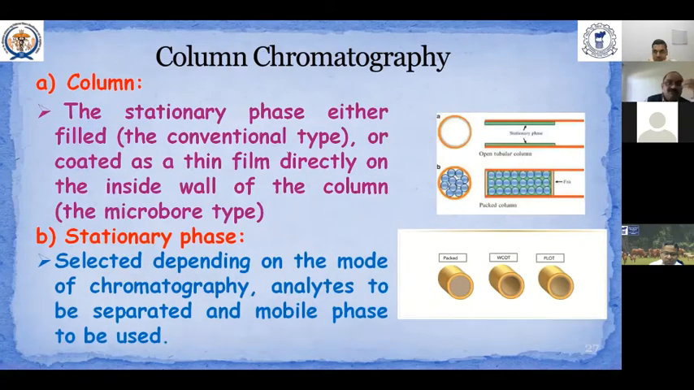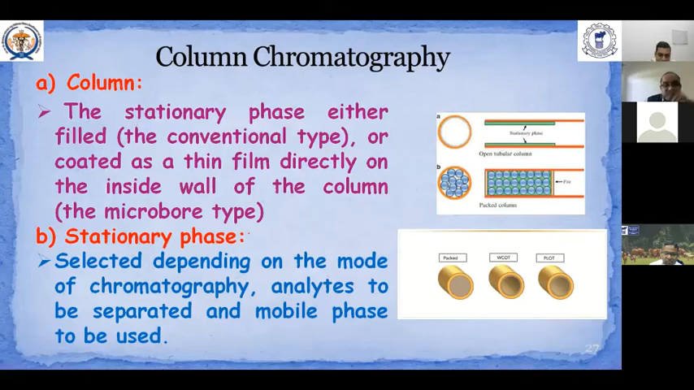The stationary phase in the columns may either be filled, and it is called the conventional type of column, whereas in some conditions it may be layered as a thin film inside the wall, and this is called the microbore type. This microbore type is also called an open tubular column, and that may be wall coated or it may be porous layer open tubular columns.